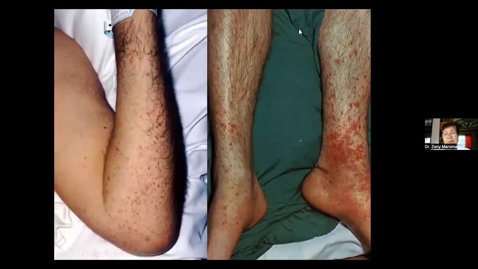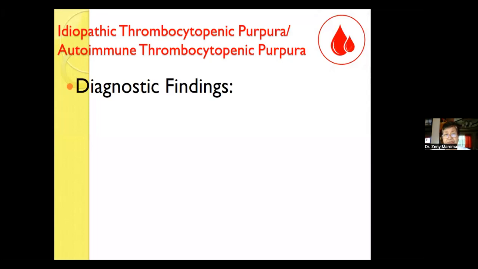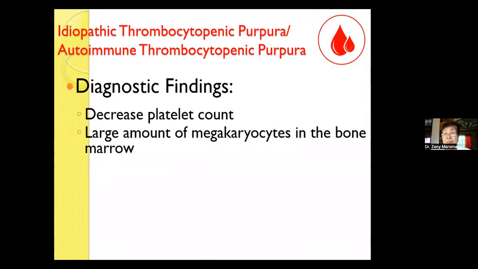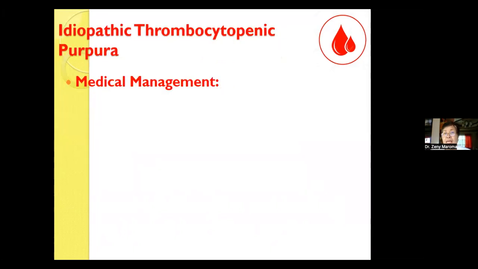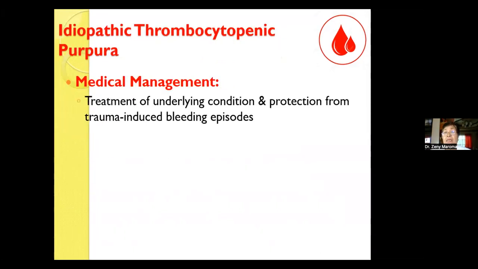Ayan, pinpoint. Pinpoint hemorrhages. No? Yan ang tinatawag natin petechial rash. O mga pasa-pasa, hematoma. Diagnostic findings. Low platelets. Large amount of megakaryocytes. Di ba ito yung young, immature platelets, megakaryocytes. And presence of antiplatelet antibodies. Because of bleeding, ay di ba baba na yung hemoglobin, hematocrit. Medical management, and the treatment of underlying condition and protection from trauma-induced bleeding episode.